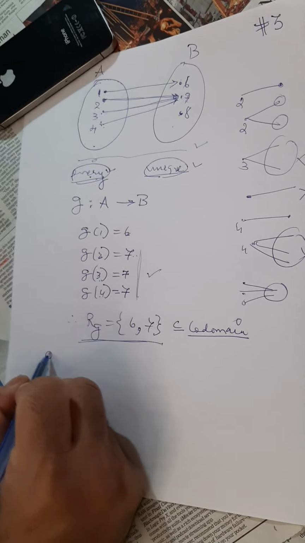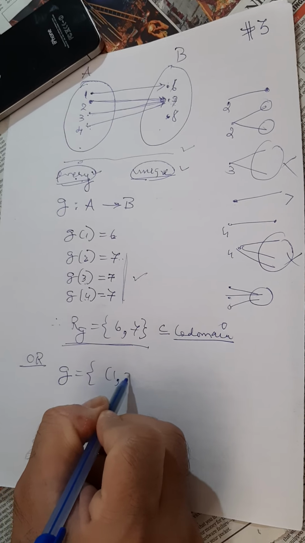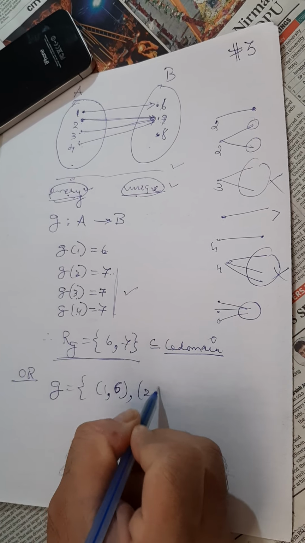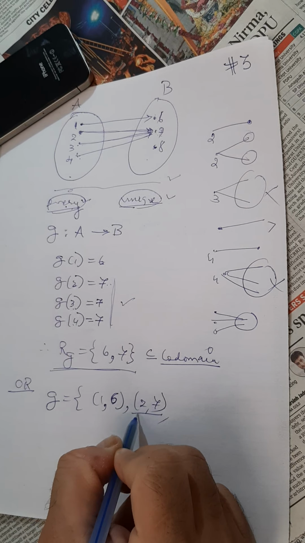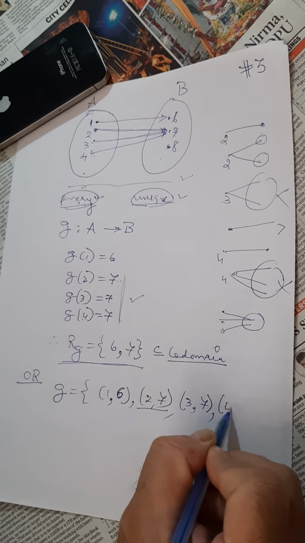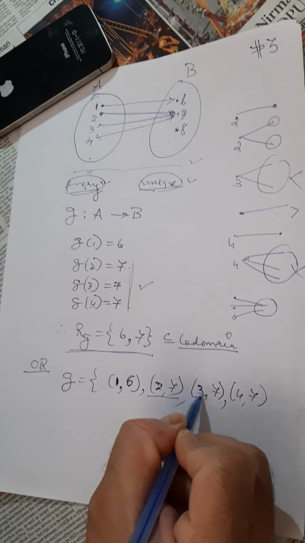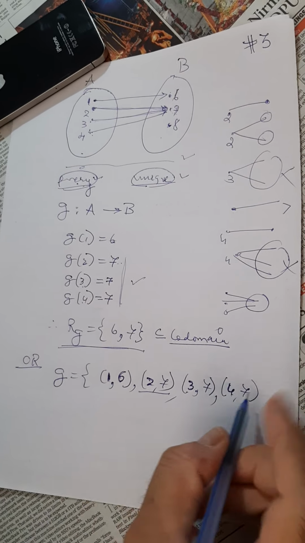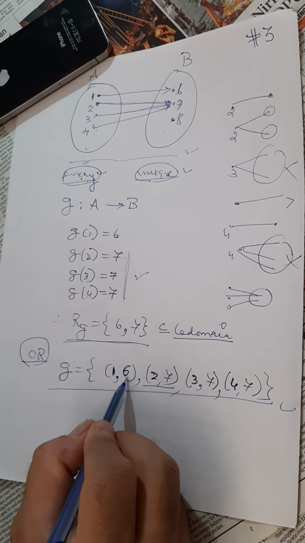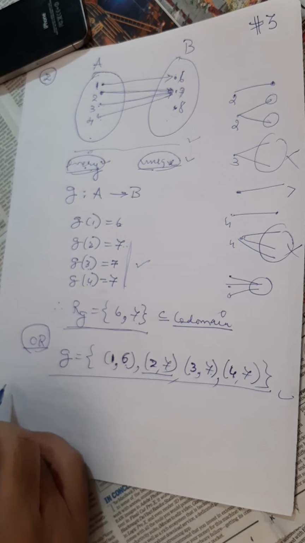You can write, if you want, in terms of ordered pairs: g equals 1 with 6, only 1 ordered pair; 2 with 7, only 1 ordered pair; 3 with again 7, only 1 ordered pair; 4 with 7, only 1 ordered pair. Every member 1, 2, 3 and 4 should have exactly 1 ordered pair. So this is another way of writing the function. 6, 7, 7 forms the range of the function. Even like this also you can write.